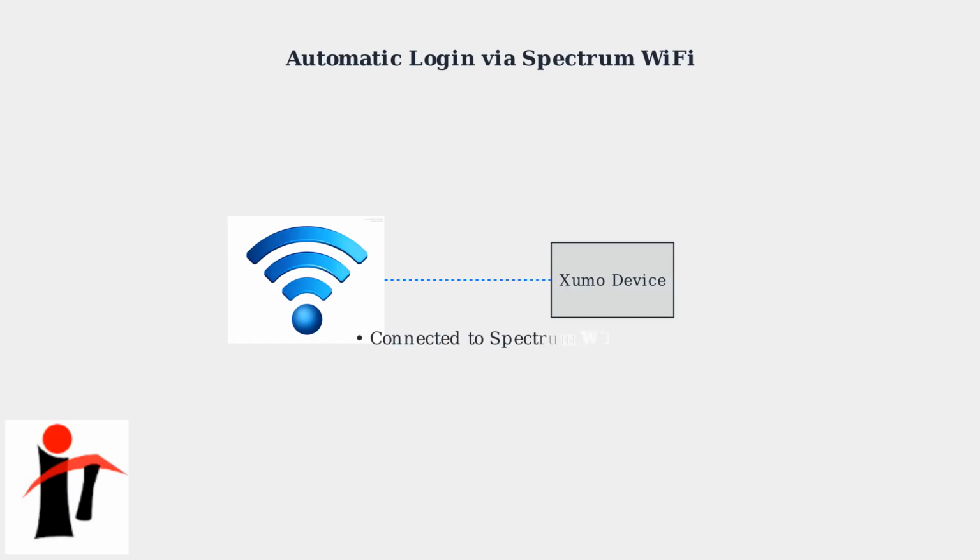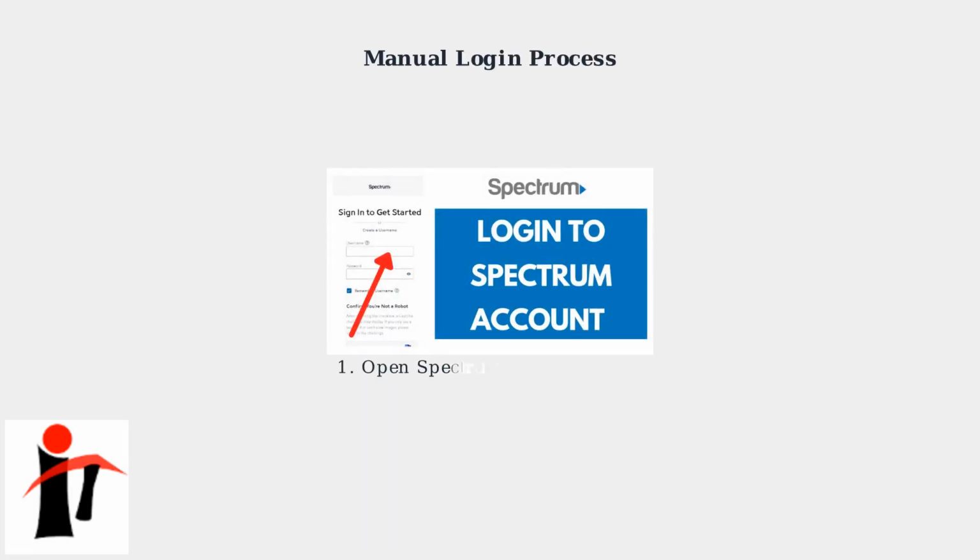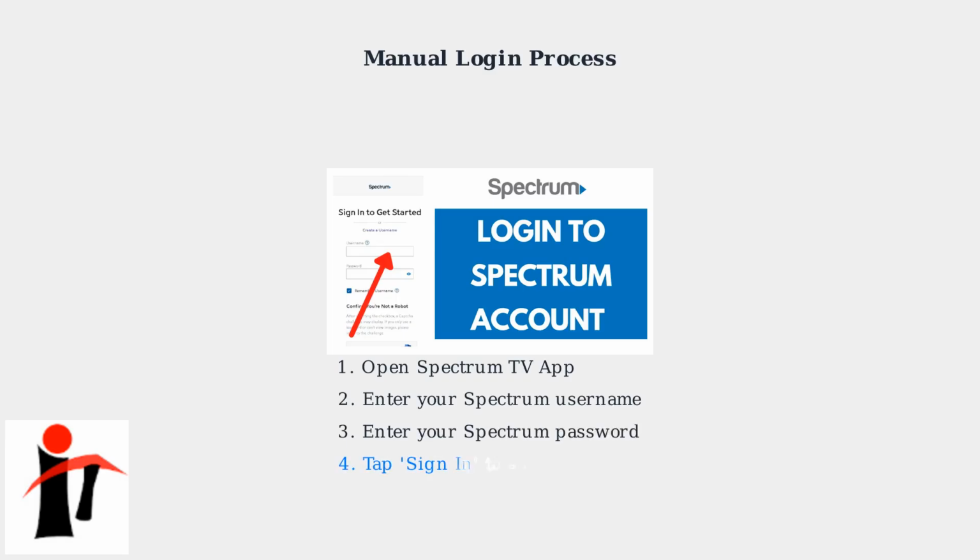If your Xumo device is connected to Spectrum Wi-Fi, the app will automatically log you in. The system recognizes your network connection and authenticates your account seamlessly, eliminating the need for manual login credentials. If automatic login doesn't work, you can manually sign in using your existing Spectrum credentials. Simply enter your Spectrum username and password in the login fields, then tap Sign In to access your content.